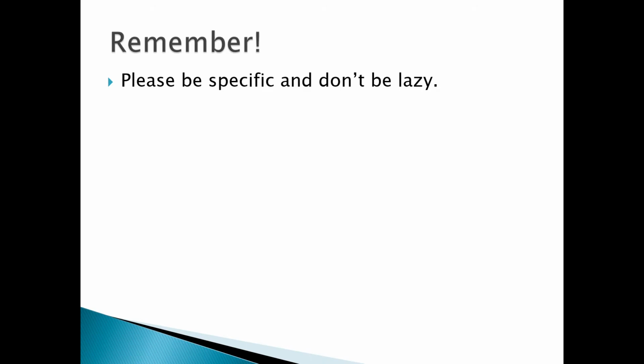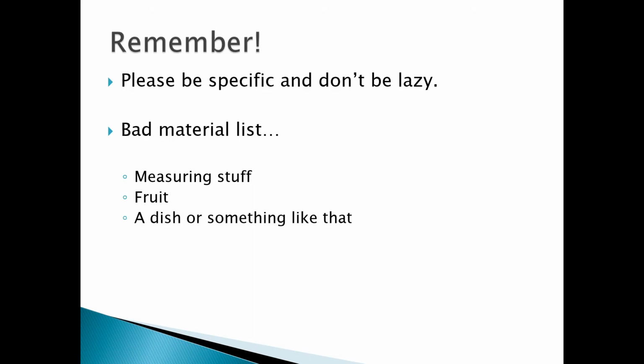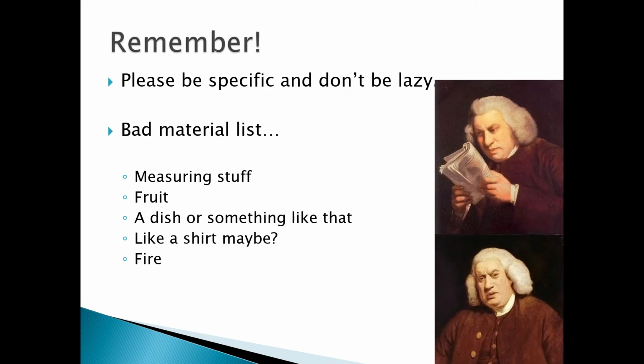So remember, please be specific and don't be lazy. This would be an example of a bad material list. Measuring stuff, fruit, a dish or something like that. Like a shirt, maybe, and fire. Unfortunately I can't stare at you like this, like I normally would in the classroom, but that would be an example of a bad material list. You need to make sure you're specific.